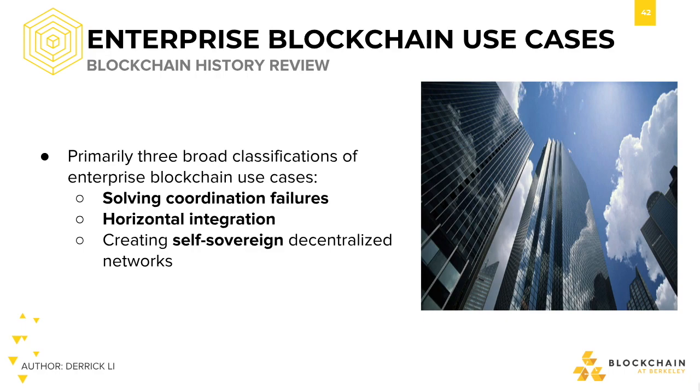Then we talked about enterprise blockchain use cases, and this was our Halloween lecture, I believe, so we gave out candy. And we said that there are 3 different types, well, Justin did. Justin talked about the 3 broad classifications of enterprise blockchain use cases: solving coordination failures, so getting everybody together in the same system to solve some kind of problem with data silos; horizontal integration, again, getting everyone together to make things more efficient; and creating self-sovereign, decentralized networks. So decentralization in general, which is great in our opinion.